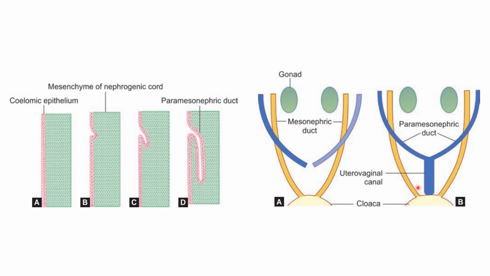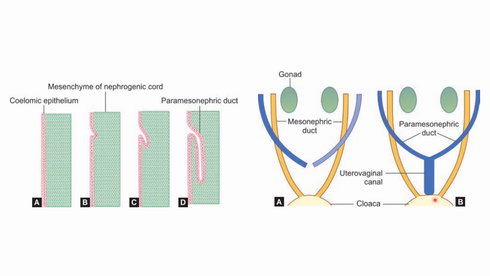Hopefully you can understand this is the mesonephric duct that is opening into the dorsal wall of the urogenital sinus. So in between them, in the midline, this uterovaginal canal is also opening into the dorsal wall of the urogenital sinus. And in the female, the part that is developing from the urogenital sinus will be giving rise to the vestibule.